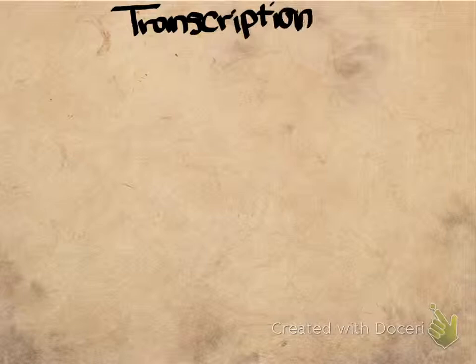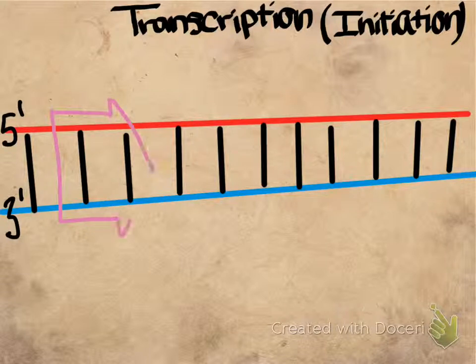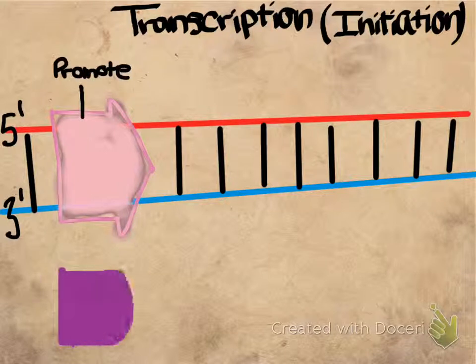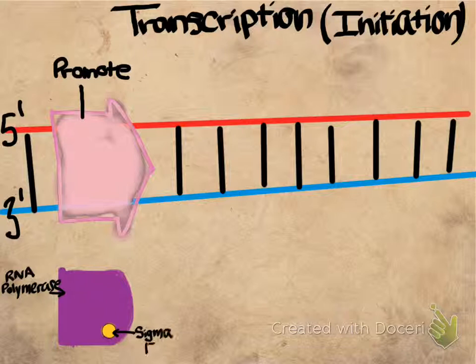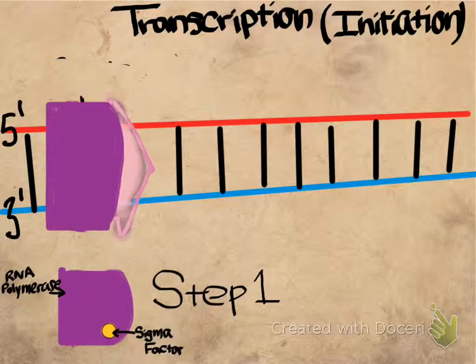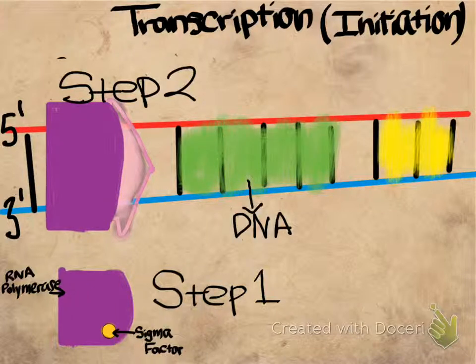Now, the next step in this process is transcription. In this slide, I am going to show you initiation. Transcription is a process of producing an RNA message from DNA. The process begins when the RNA polymerase binds to a subunit called the sigma factor. This sigma factor helps the enzyme recognize the promoter.